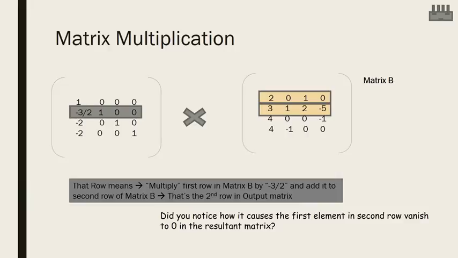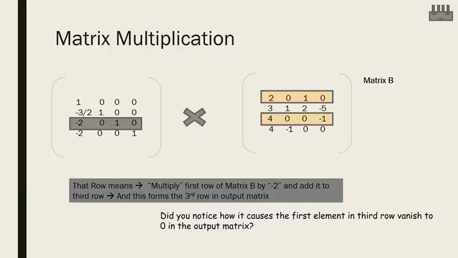But these weights have been chosen so that when you add them up, the first element in the second row will be 0, because when you say minus 3 by 2 into 2, it gives minus 3, and minus 3 plus 3 gives 0. So it will automatically eliminate that number to 0.